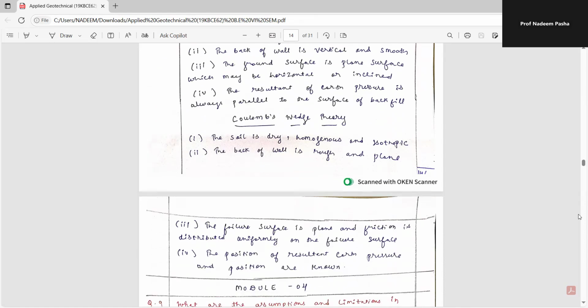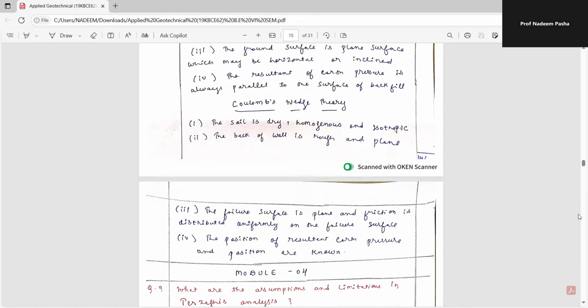Coulomb's wedge theory: the soil is dry, homogeneous, and isotropic. The back of the wall is rough and plane. The failure surface is plane and friction is distributed uniformly along the failure surface. The position and direction of the resultant earth pressure are known.